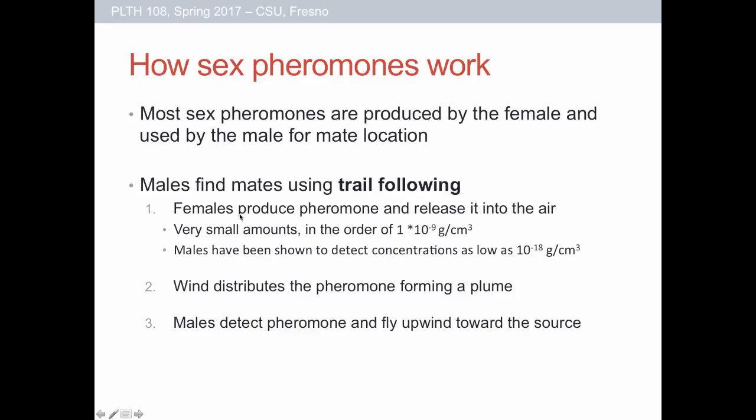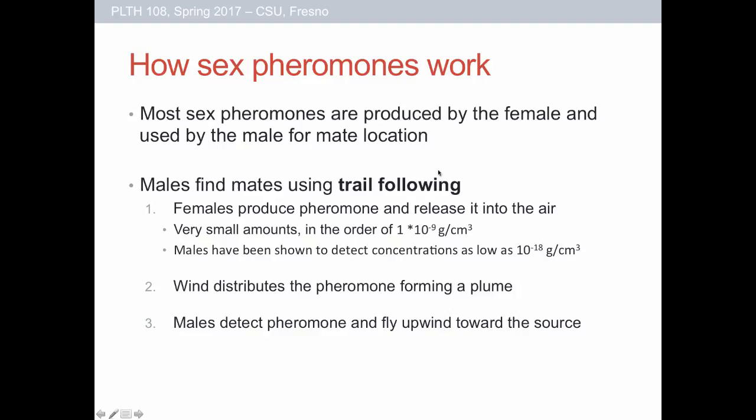So females produce the pheromone, typically sitting in some location where the wind can carry it, and they produce really minute amounts of this. Males have been known to detect pheromones at as little as 1 × 10^-9 grams per centimeter. So that's, I can't even put in context how very little that is as far as concentration.